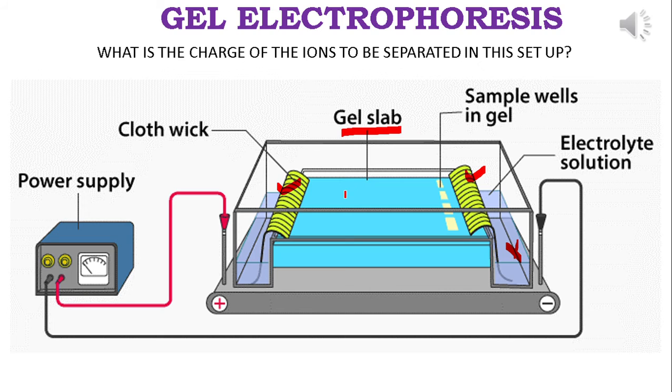In this picture, you can see the sample wells are near the negative electrode. From there, the samples will move towards the positive electrode because the samples also might be negatively charged. And the smallest of the charged particles will reach the positive electrode earliest, while the largest of them will be the slowest. This is a very good method for the separation of charged particles.